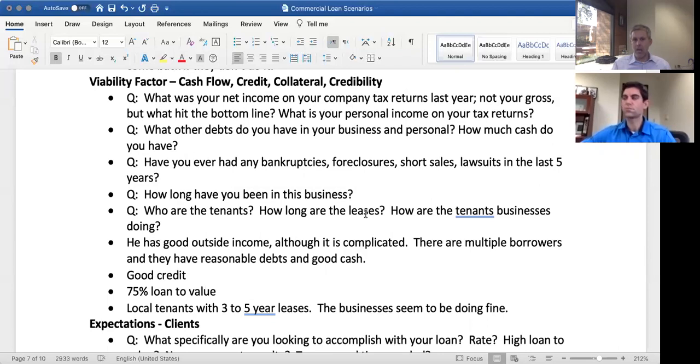We always want to find out if they'd had any bankruptcy, foreclosures, short sales, lawsuits in the last 5 years. So that's a question we can definitely ask and want to ask for sure. And then in his particular case, great credit, no issues whatsoever. So that's great. And then who are the tenants?